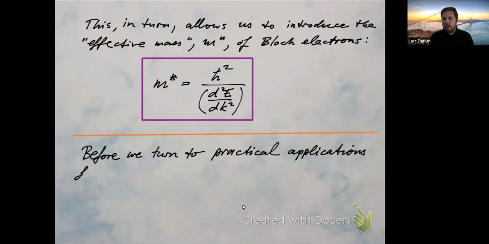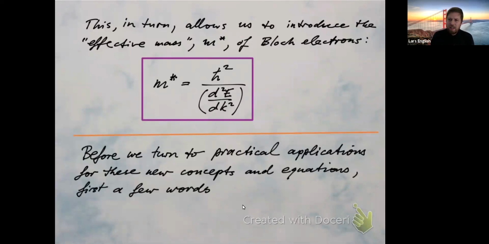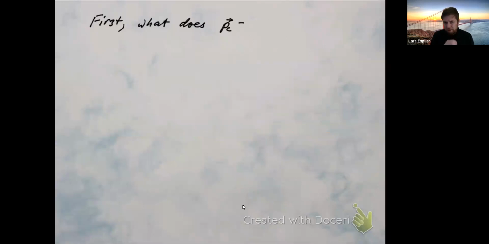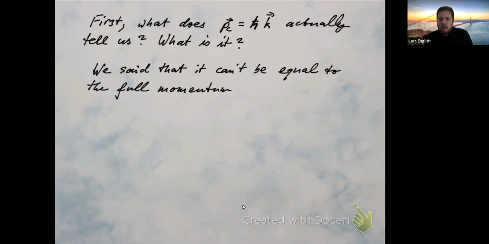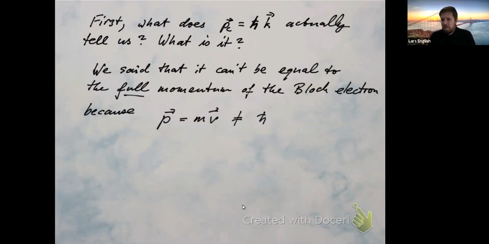And I wanted to add a little bit more commentary to those results before we look at actual applications, or how we actually apply these ideas to real situations. I wanted to spend just a little bit more time on interpretation. So first, what is up with this P sub c, this crystal momentum? What is it, and why do we need the subscript? Well, we need the subscript because P sub c is not equal to the full momentum of the Bloch electron.